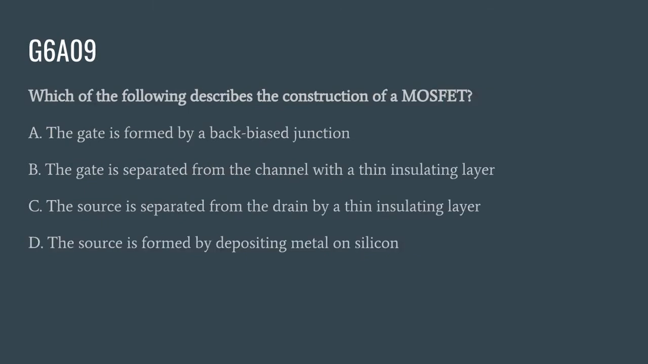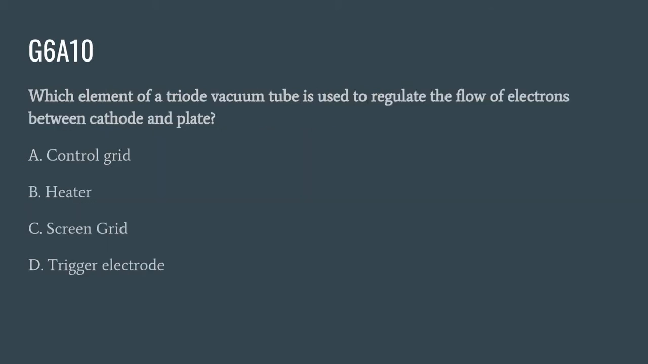G6A09, which of the following describes the construction of a MOSFET? A, the gate is formed by a back bias junction. B, the gate is separated from the channel with a thin insulating layer. C, the source is separated from the drain by a thin insulating layer. Or D, the source is formed by depositing metal on silicon? Correct answer B, the gate is separated from the channel with a thin insulating layer.